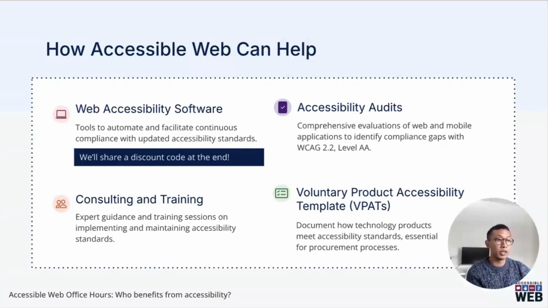We offer accessibility audits for web and mobile applications where we perform comprehensive audits for you and share the results with you through RAMP. And we also provide voluntary product accessibility templates, or VPATs, which is a formal report that outlines how a product or service complies with accessibility standards.